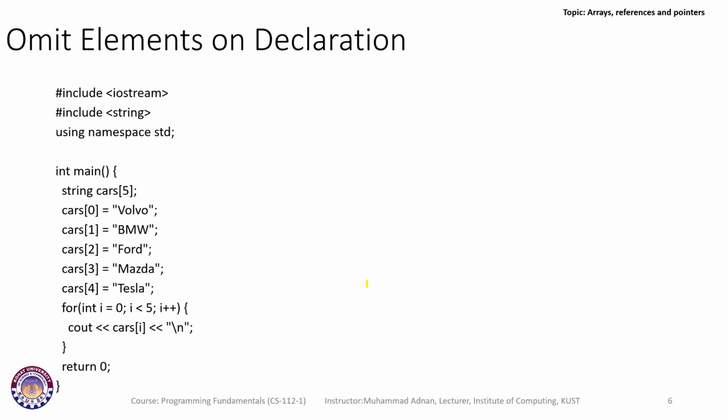So, omit elements on declaration. What if we omit the elements on the declaration? We just declare the array and tell the compiler that the size of the array is 5 or 6 or whatever. So here in this program we have cars having the size of 5. Later on we can initialize this array to any value that we want. So this is also possible. You can omit the elements even in the declaration, and once you have assigned these values, you can then use the for loop to retrieve the data from the array.